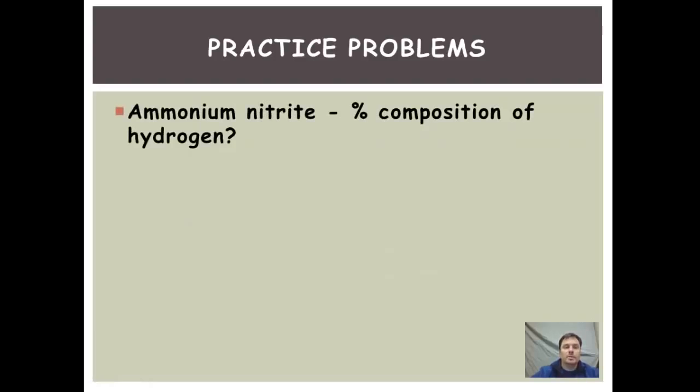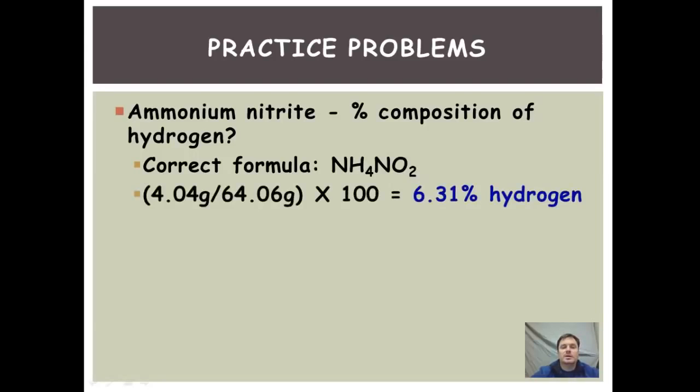Now the third one, ammonium nitrate, the correct formula, NH4NO3, nitrate, excuse me. The total molar mass is 64.06 grams. Take the weight of hydrogen. There are 4 of them, so 4.04 divided by 64.06 times 100 gives us 6.31% hydrogen. Not too hard, guys. Pretty easy.